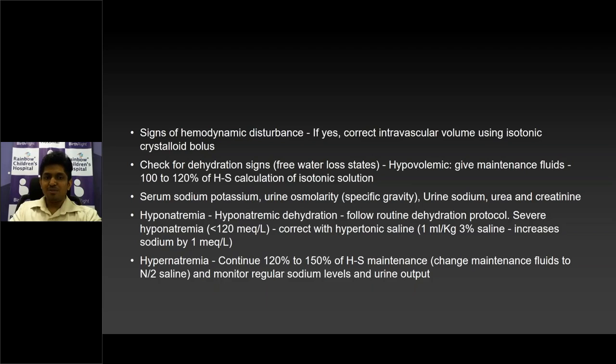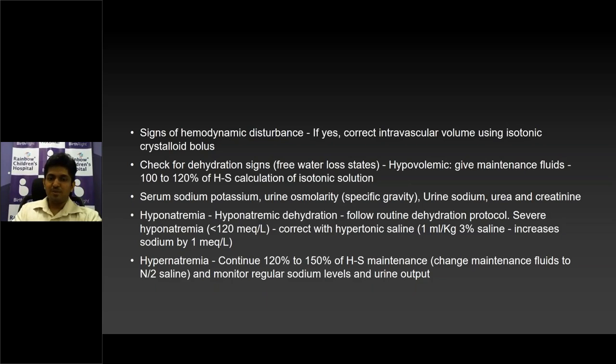If there is severe hyponatremia, meaning less than 120, you try to immediately correct with hypertonic saline because that will lead to CNS disturbances. 1 ml per kg of 3% saline usually increases the sodium by 1 milliequivalent per liter. So you have to maintain a sodium of at least more than 125 milliequivalent per liter. So correct it with hypertonic saline, and then you follow your routine dehydration protocol. The commonest dehydration that we encounter is the hyponatremic dehydration. The volume should be as per the dehydration protocol of WHO, but the fluid that you are going to give should be either Isolyte or Plasmalyte or NS. So that is the difference.